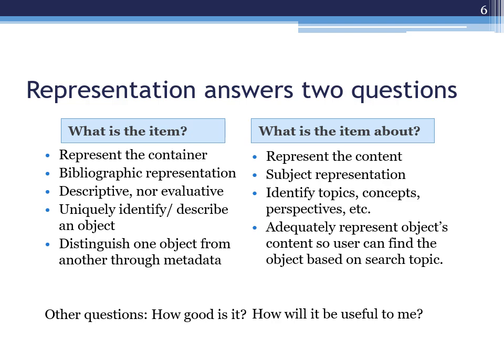Basically, the representation should answer two questions. One is what the item is, that is, the representation of the container. And what is the item about, as for the content, I mean the subject area, right? For the container, it's more descriptive and tries to distinguish one object from another through the metadata. For the subject area, it should be adequate to represent that object's content, so users can find the object based on a search topic. We also need to ask how good it is, and how useful it will be to the users.